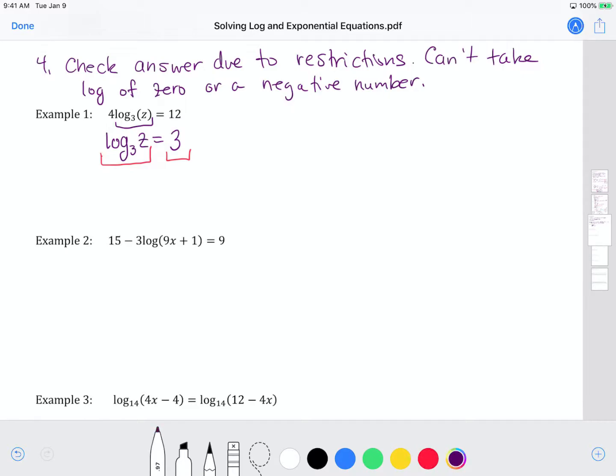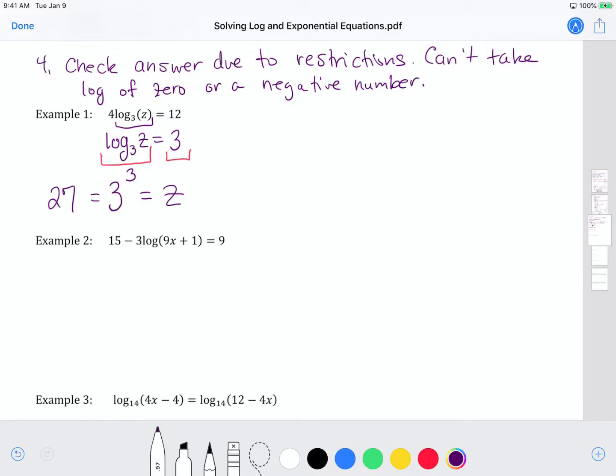So exponential form, my base is 3, my exponent is 3, and I just solve for z. So z is going to be 27 because 3 to the third is 27.